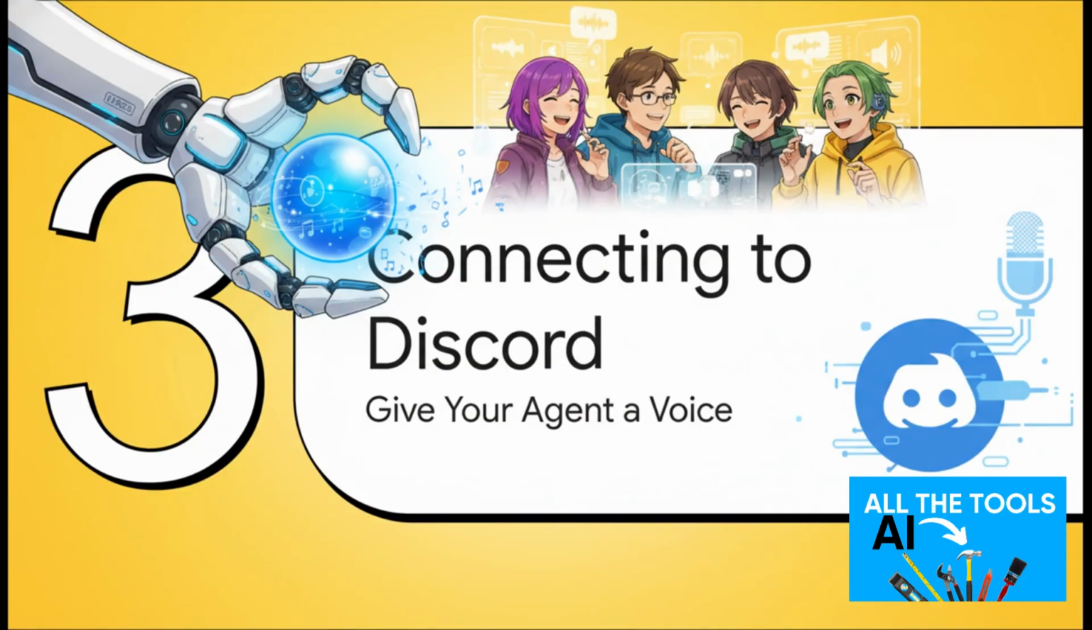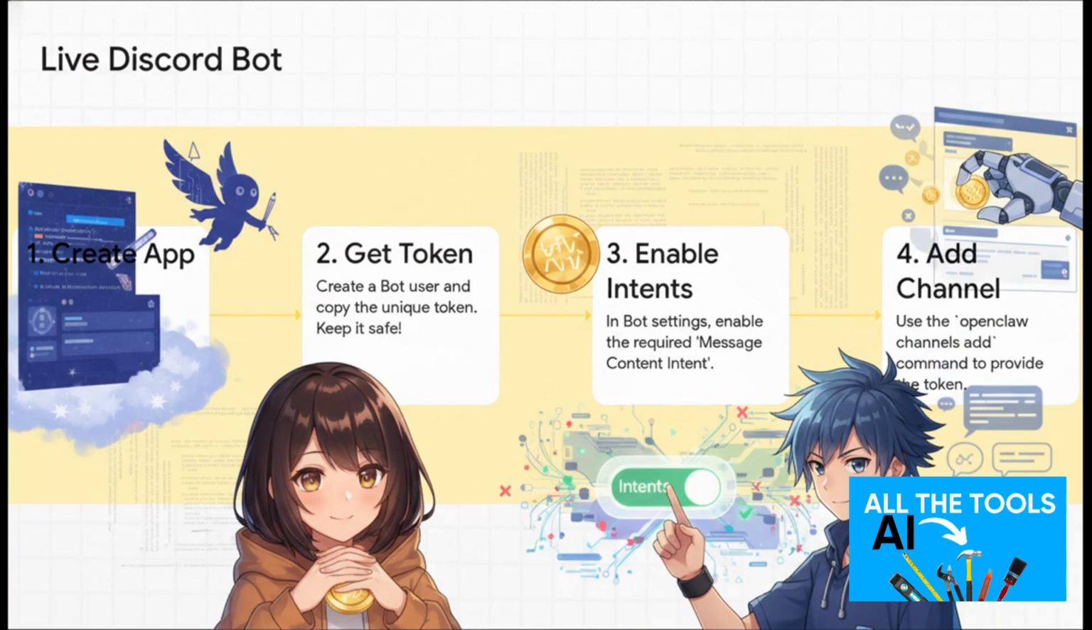Now we get to the really fun part. Let's connect our new agent to Discord. This is the moment we bring it to life and give it a voice in a place you probably already use every single day. Getting your bot live on Discord breaks down into 4 key steps. You'll create an application, get a secret token, which, by the way, you need to protect like it's a password, and then you feed that token to OpenClaw.